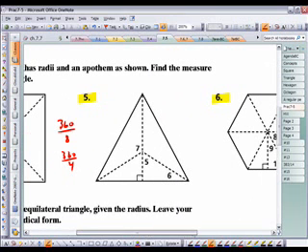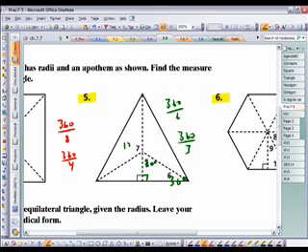Coming over to number 5 here, to get angle 5, there are 6 of these triangles in the entire thing, so 360 over 6 is 60 degrees. That's a right angle, which makes angle 6 30 degrees. Angle 7, there are 3 of these larger triangles in the entire big triangle, so that's going to be 120 degrees.